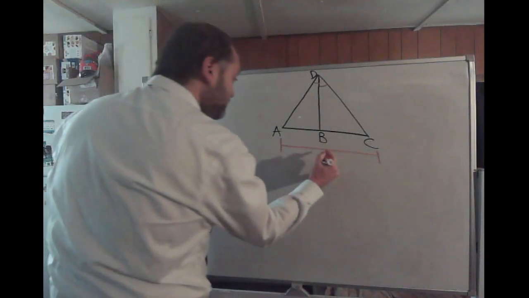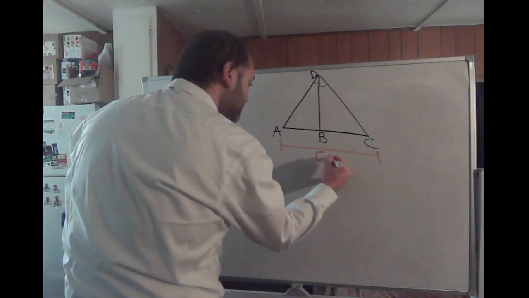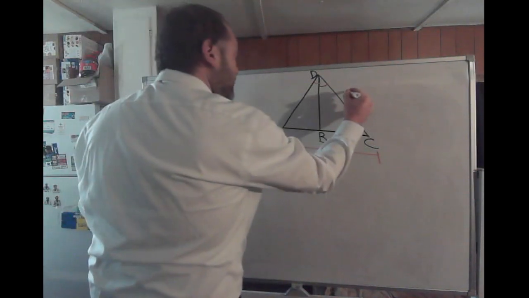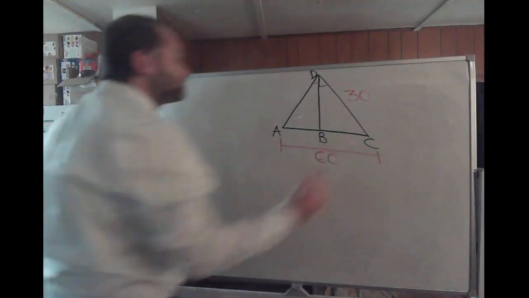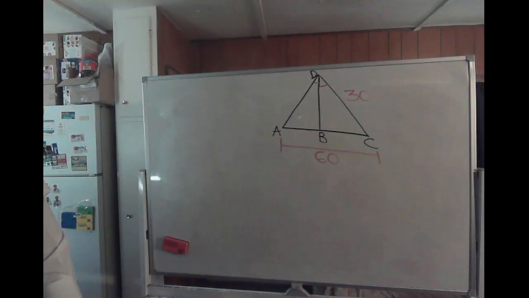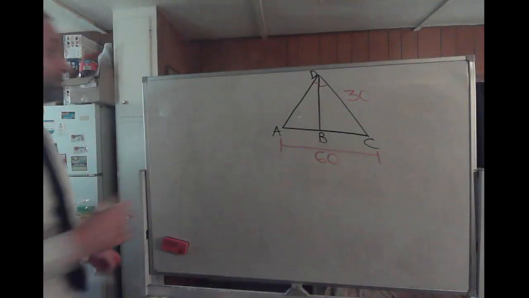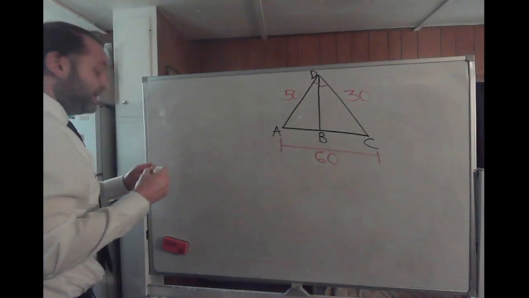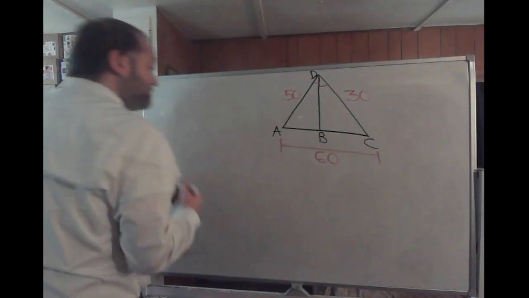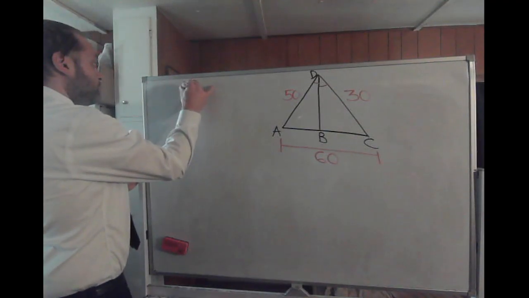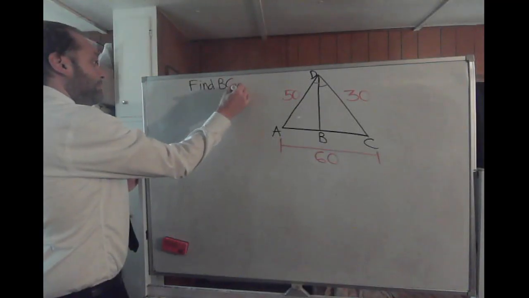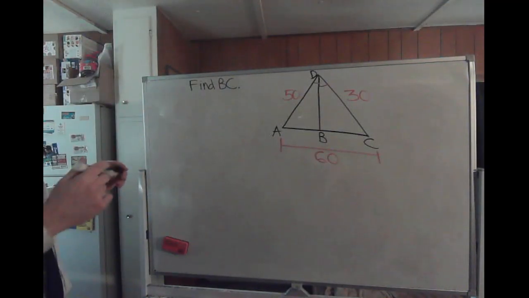Alright, this time they give you that the whole length of AC has a length of 60. What else? CD has a length of 30, and AD has a length of 50. What we have to solve for is BC. We have to find the length of BC. So once again, how are we going to do that?